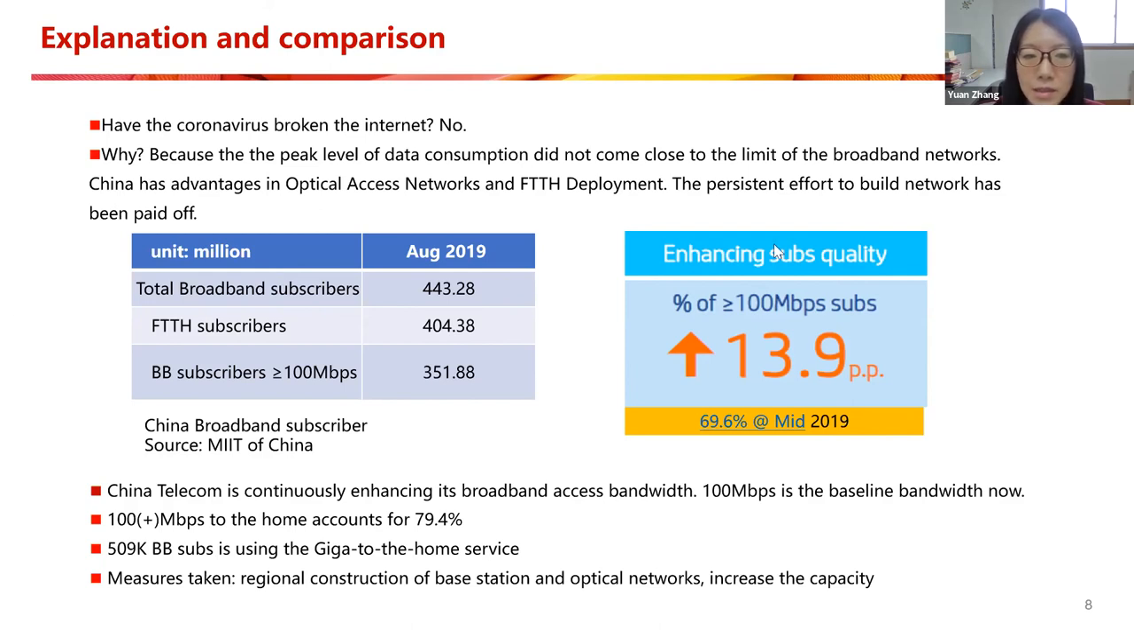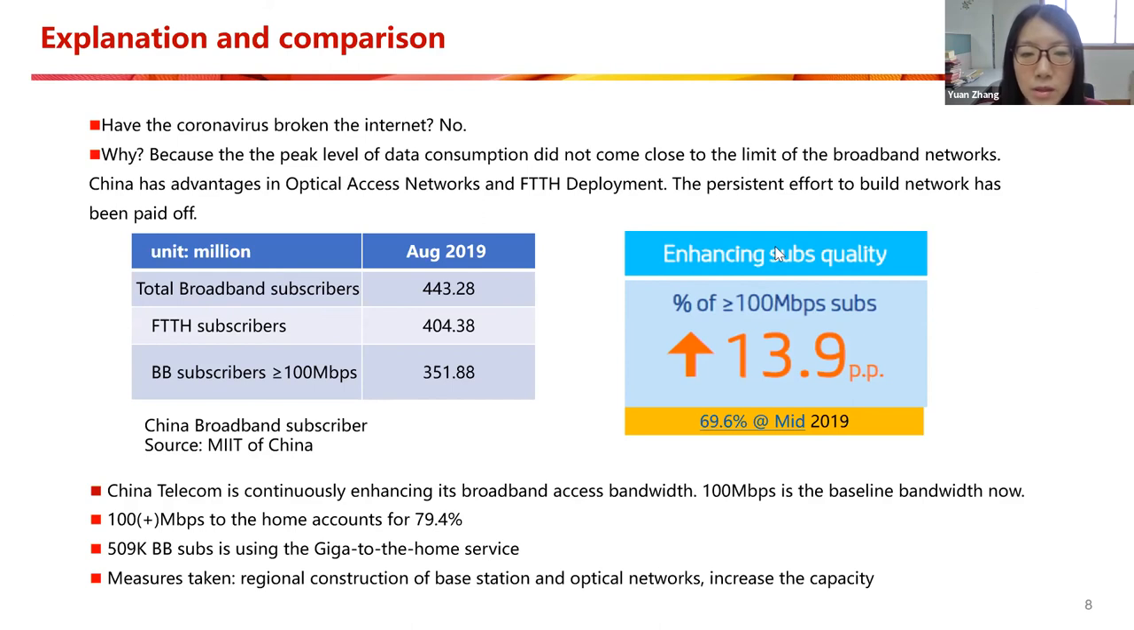China Telecom is continuously enhancing our broadband access bandwidth. 100 megabit per second is the baseline bandwidth now. And the bandwidth of more than 100 megabit to the home accounts for about 80%. I'm not saying that we took no measures. We have constructed base stations and also optical networks in certain regions, especially in Wuhan, to increase the capacity.